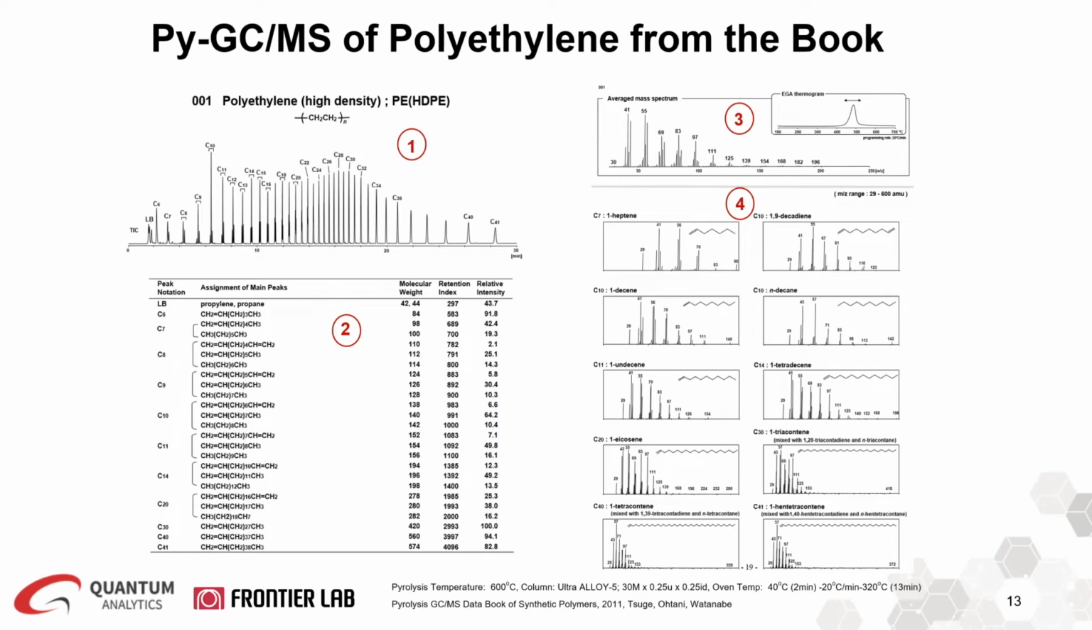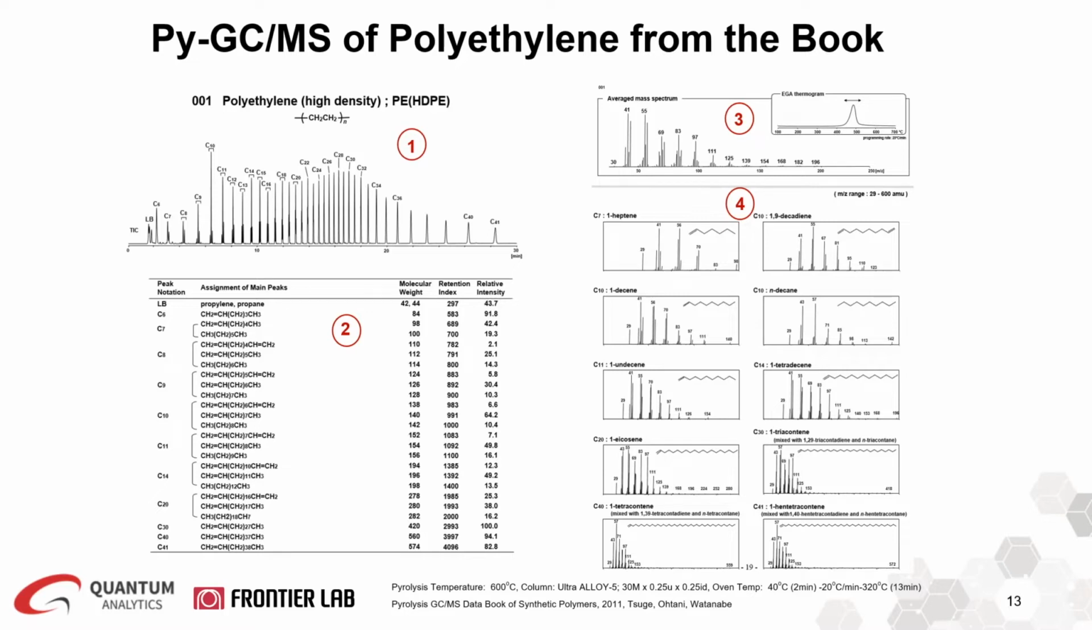Here I'm showing an example page from the book for pyrolysis GCMS of polyethylene. And as we discussed, polyethylene goes through the random scission. As you can see, the pyrogram of the polymer, in this case the polyethylene, that was performed at 600 C is shown as number 1 category.